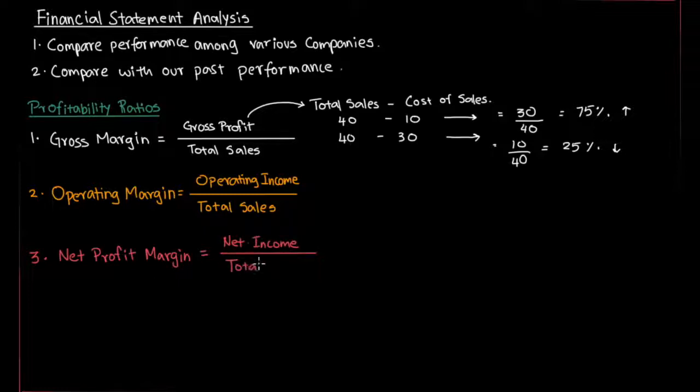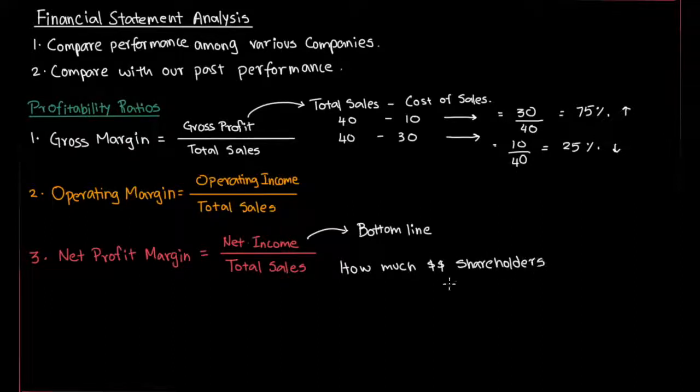Now if you see a pattern here, all three ratios are divided by total sales. That is not by mistake. Do you remember that we call the net income the bottom line of the income statement, because it is the bottom line in most income statements?